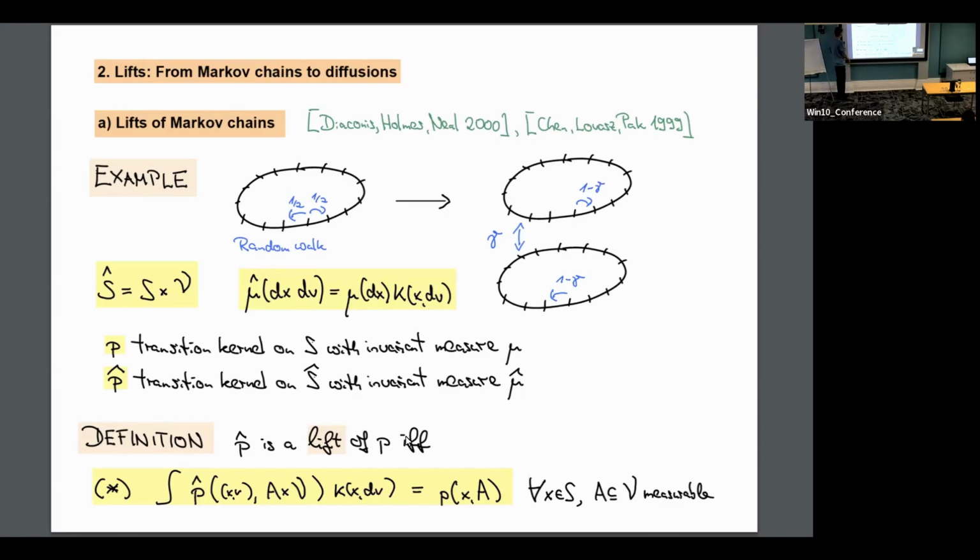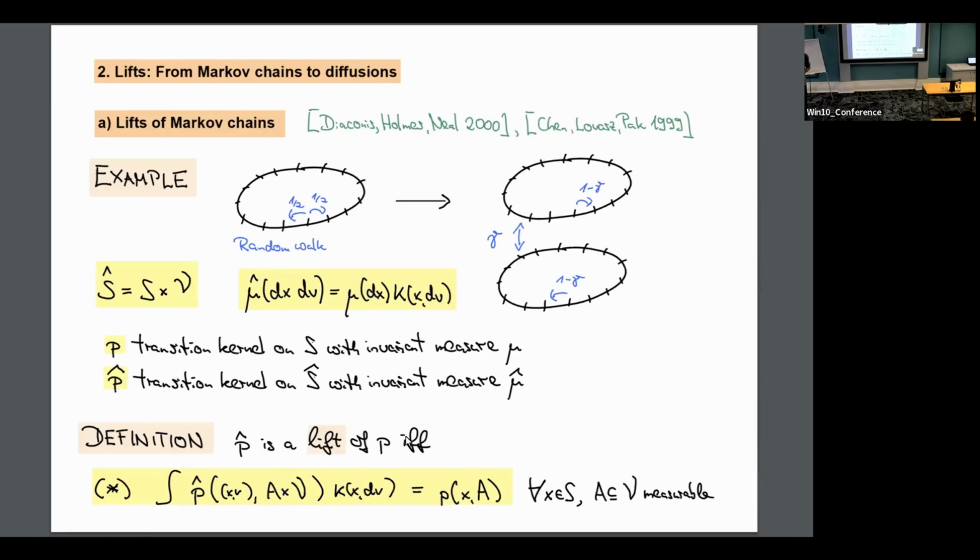Okay, and now we are given a transition kernel P with invariant measure mu on the space S and a transition kernel P hat with invariant measure mu hat on S hat. And then here is the definition of a lift. So we say that P hat is a lift of P if the following holds. When we start at (x, v), and we look at where we move to in position, but we take all velocities, so here we take the full velocity space, so we look at just where we move to in position. And then we average this over all initial velocities, averaged with respect to this measure kappa. Then we recover the kernel P.